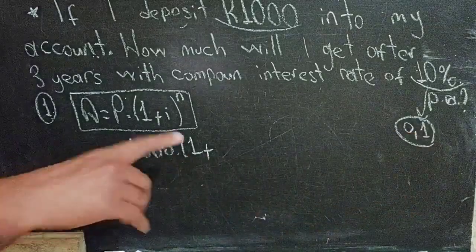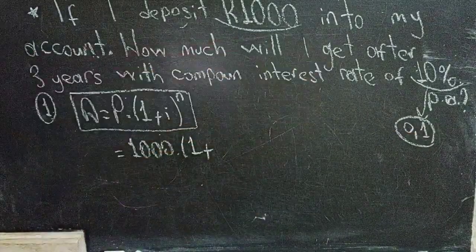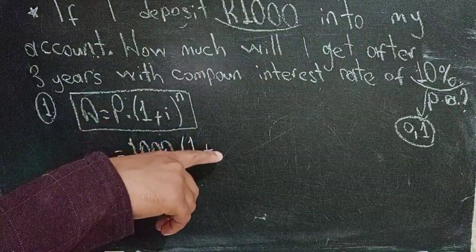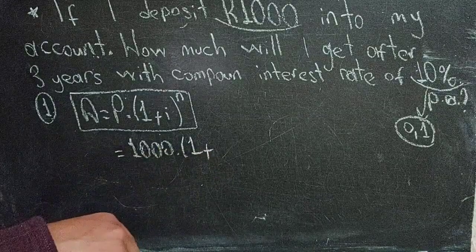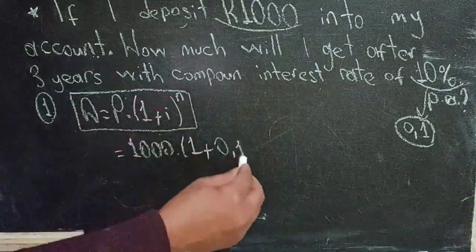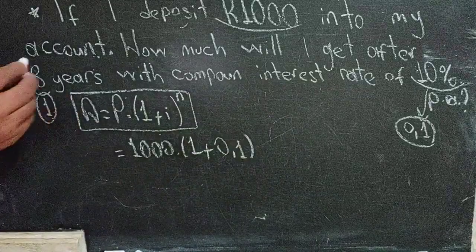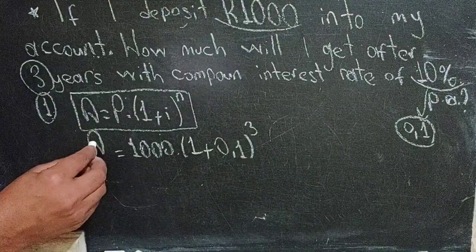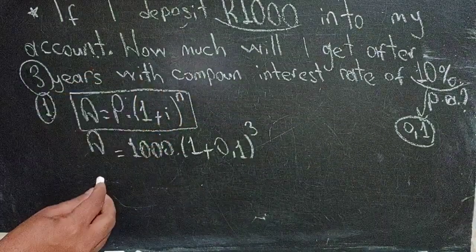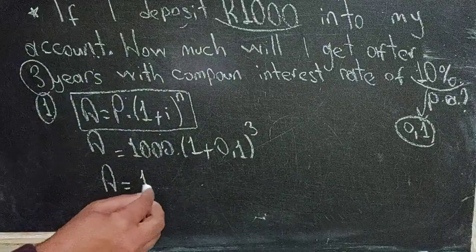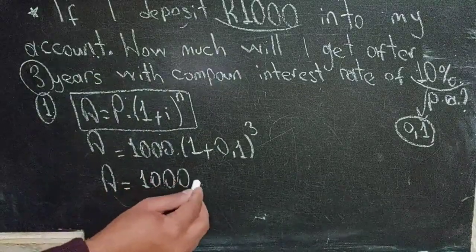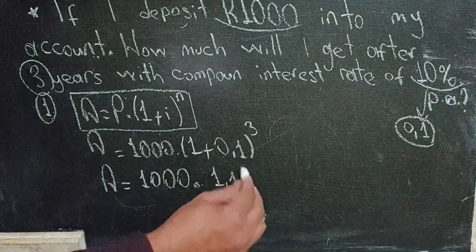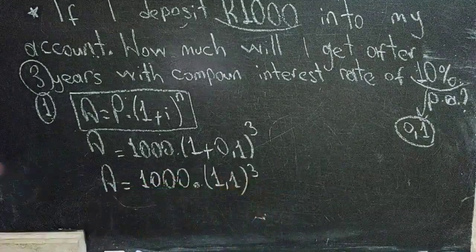Please don't make a mistake, don't write there 10%. If you write there 10, you are going to find the wrong answer. So that will be 0.1, power how many years? 3 years. The question is asking you the after amount. That will be 1000 times 1 plus 0.1, which is 1.1, power 3.